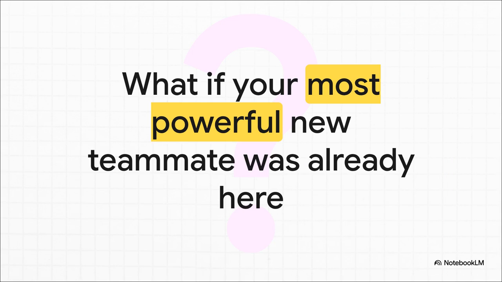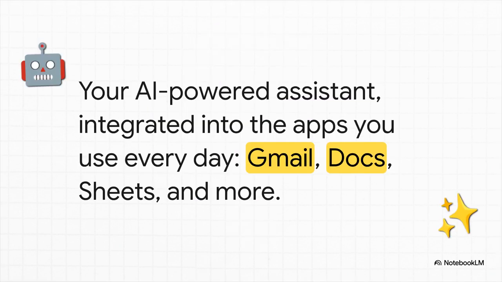So let's start with this. Just think about it for a second. What if your most powerful new teammate was already here? We tend to think of AI as a fancy search bar, but the real magic happens when you start to see it as a partner, a collaborator that you can actually work with. And yeah, that new teammate is Gemini. But here's the key. It's not some separate app you have to go download or find. It's already living inside the Google apps you use constantly. Your Docs, your Gmail, your Sheets. It's right there, waiting to help.